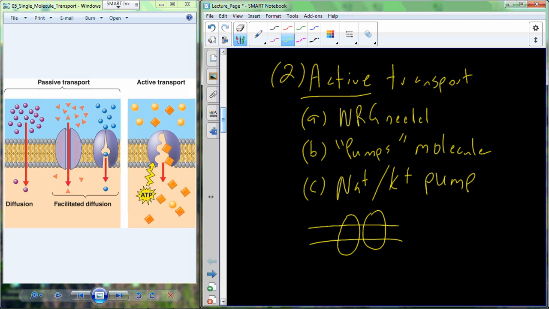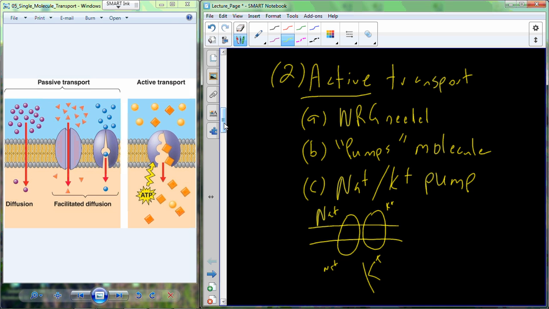So if this is my membrane and this is my pump, sodium ends up being a really, really high concentration on the outside of the cell and really low concentration, that's why my icon is so much smaller, really low concentration on the inside of the cell. Potassium is going to be the opposite. Potassium really high here and really low here.